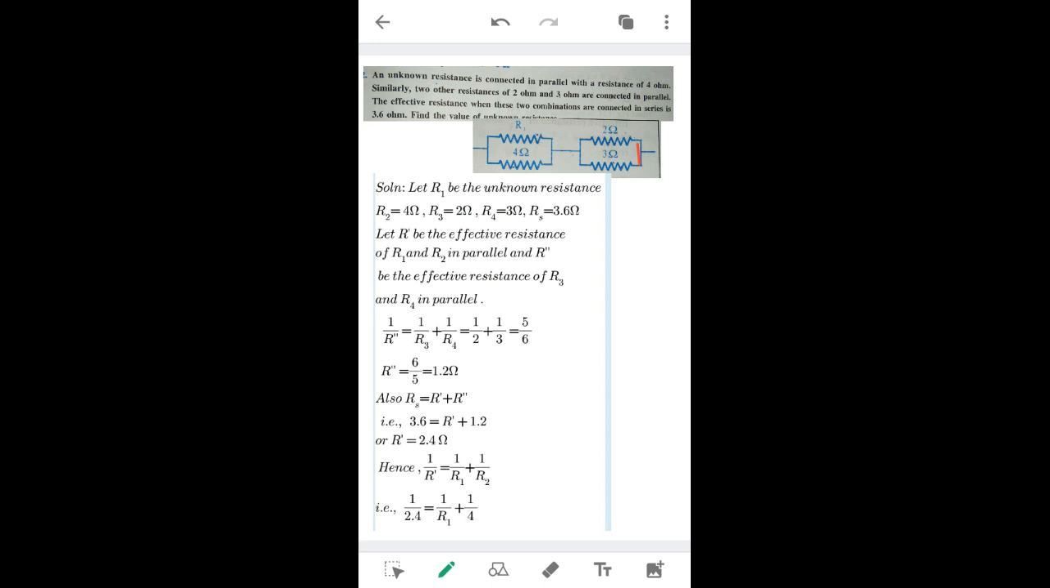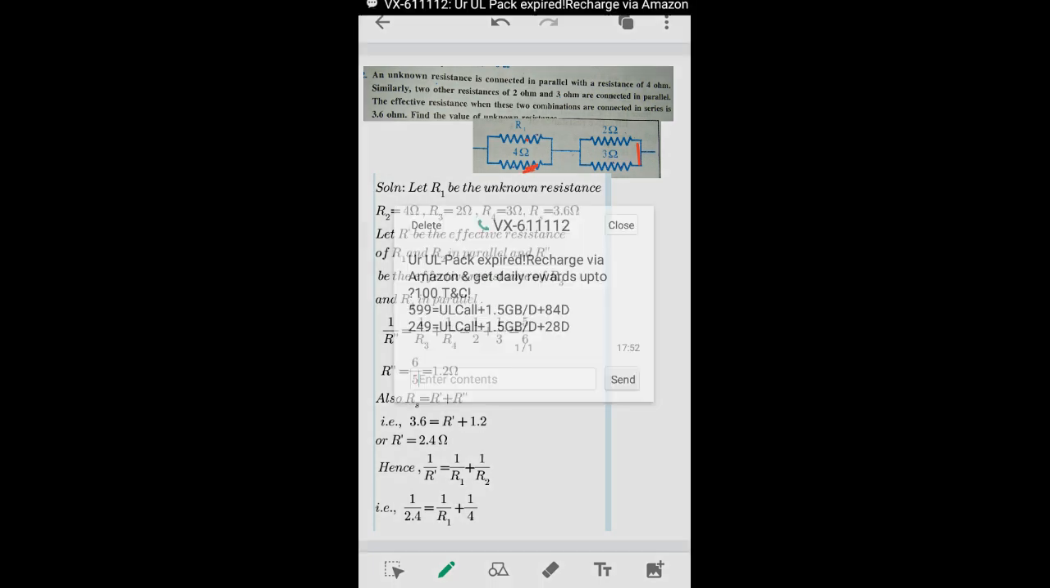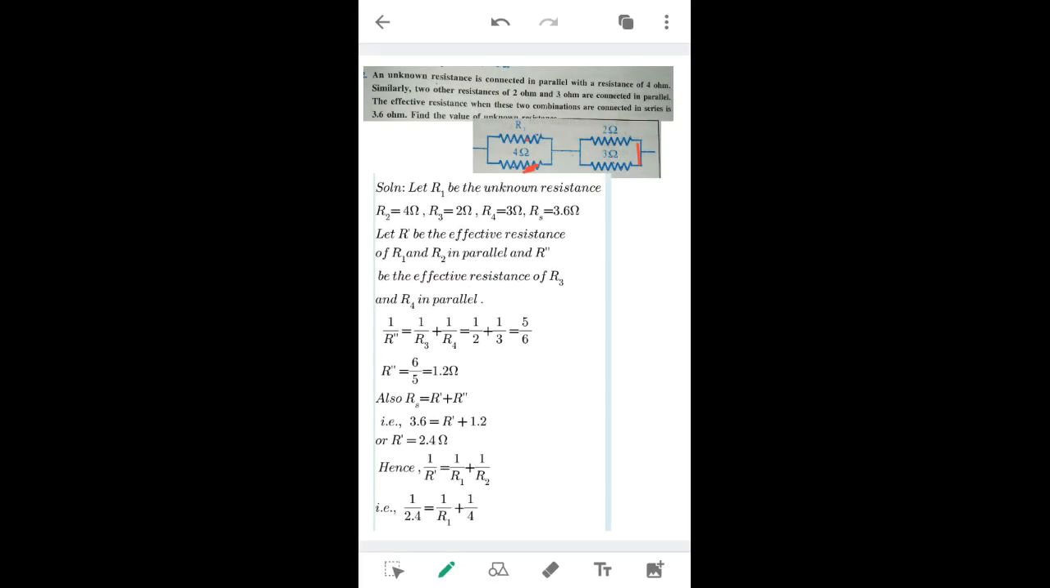Now, R1 is unknown and we can consider 4 ohm as R2, 2 ohm as R3 and R4 equal to 3 ohm. And the series combination is 3.6 ohm. Let R dash be the effective resistance of R1 and R2 in parallel, and let us consider the second parallel combination as R double dash. So the effective resistance will be R dash for the first set, and for the second it will be R double dash.